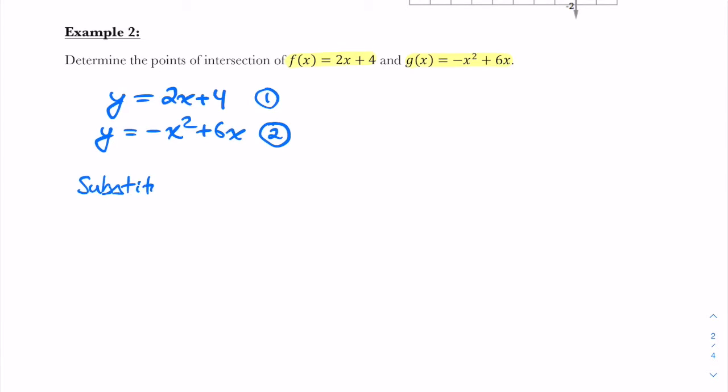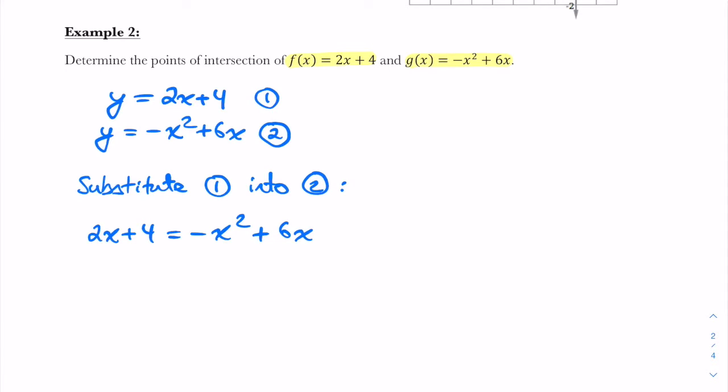So we're going to substitute equation 1 into equation 2. It's always a good idea to communicate your mathematical steps. Both of them are already isolated for y, so we just simply make them equal to each other. And now that we've set up this equation, we solve for x.